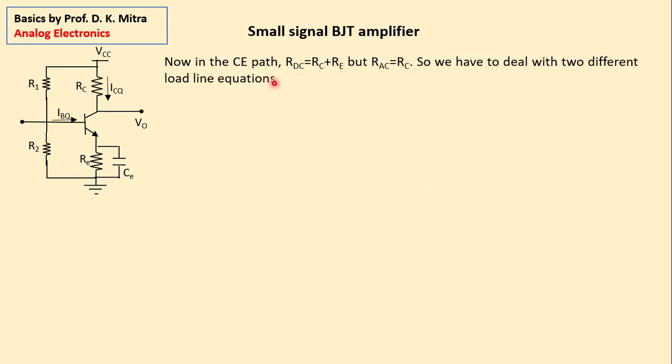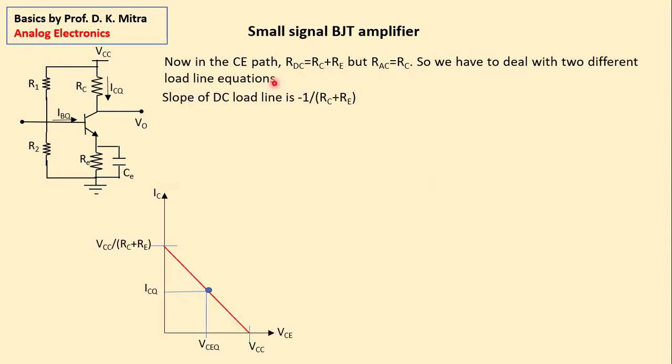So far we had only one DC load line. Now for AC, it is not the same load line, it's a different load line. The DC load line slope, this one, which we have done earlier, is minus 1 upon RC plus RE. But the AC load line slope is minus 1 upon RC. This is the slope; the blue line is the AC load line. Now, how do we tackle both of these load lines together?